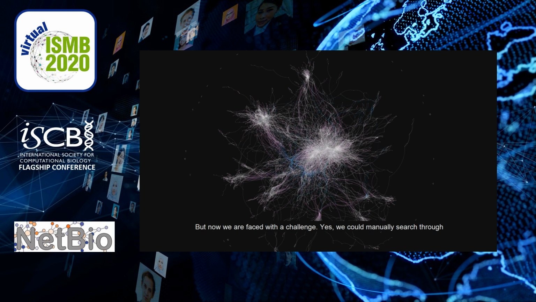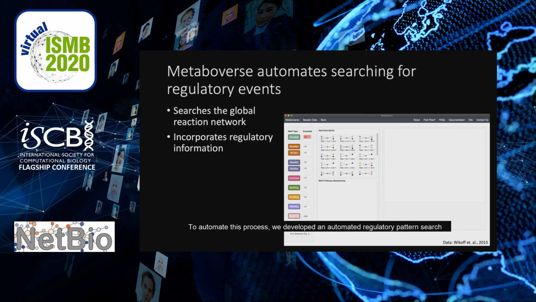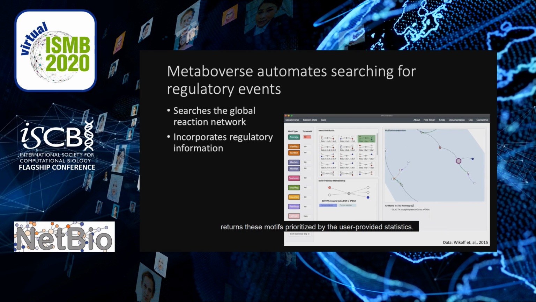But now we are faced with a challenge. Yes, we could manually search through the network in canonical pathways for interesting patterns that would be missed by the volcano plot shown previously. But how do we create a more holistic experience for the user? To automate this process, we developed an automated regulatory pattern search engine. This engine searches the global reaction network as annotated by the Reactome knowledge base for patterns such as the one on the right, and returns these motifs prioritized by the user-provided statistics.